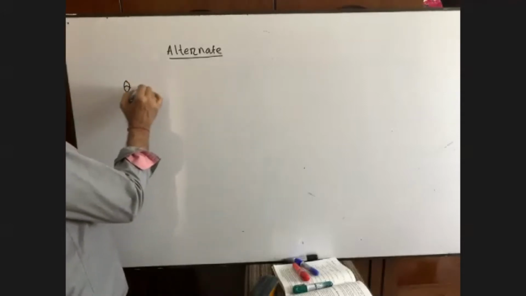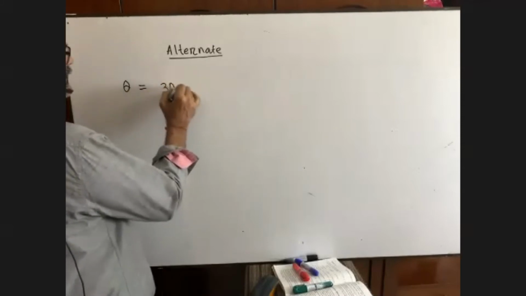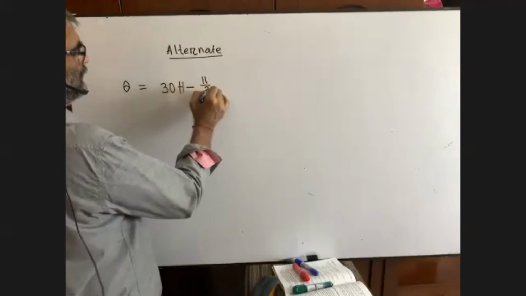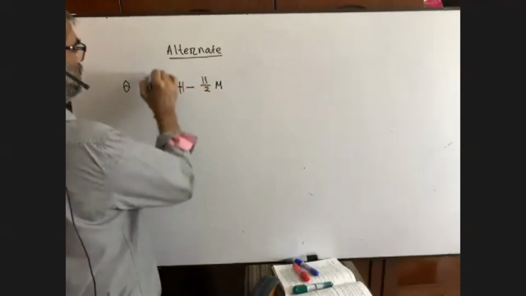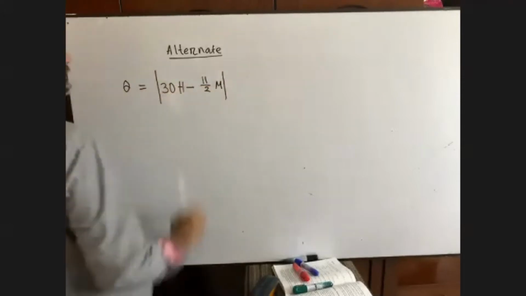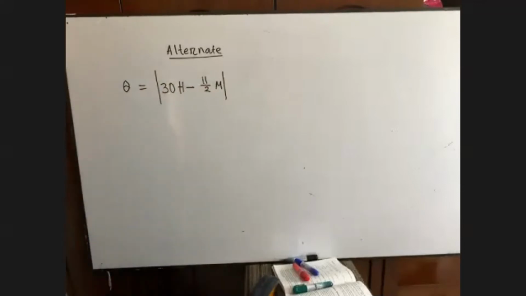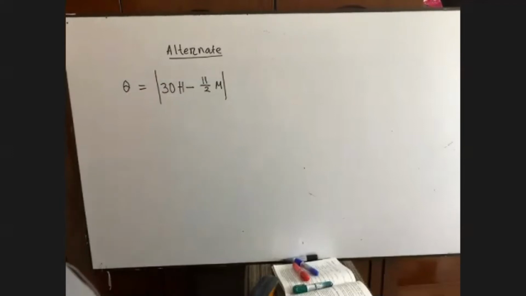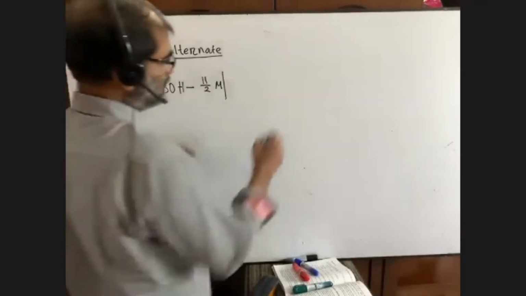Theta equals 30 hour minus 11 by 2 minute. This is the formula. You can find any angle between the minute hand and hour hand with this formula. Okay, let's see. What was our first math?